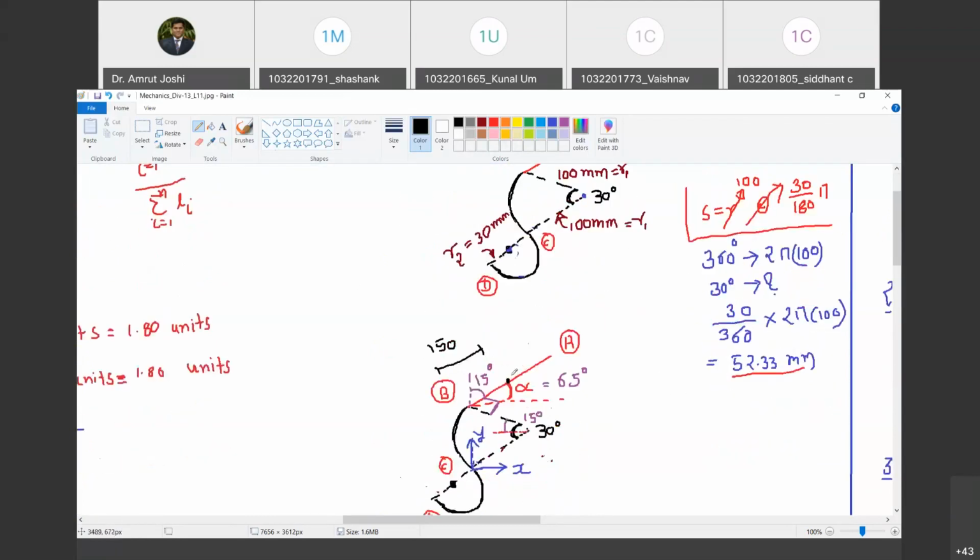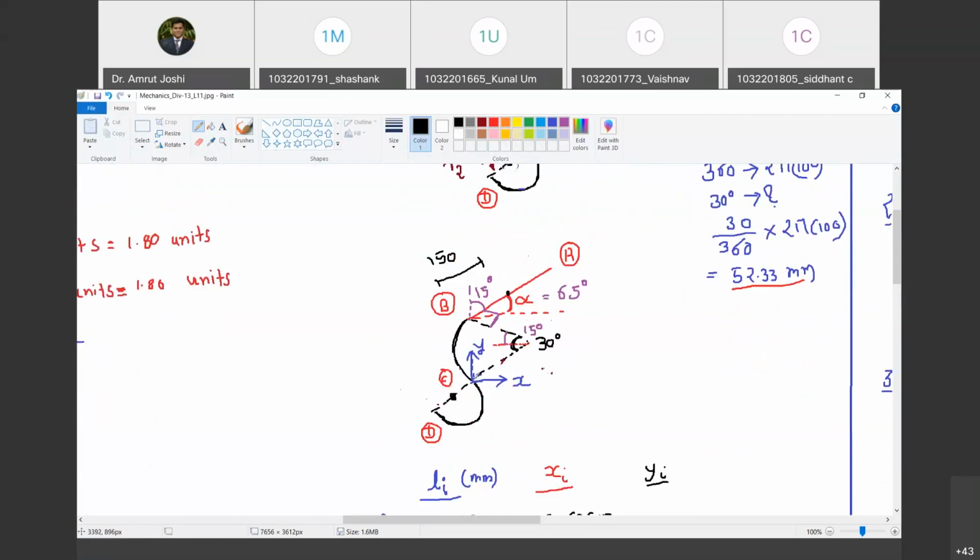So for that, what will I have to do? I have to find out the distance of centroid of AB from C, the vertical distance. Now tell me, how much is length BC? Not curved length, straight length BC.